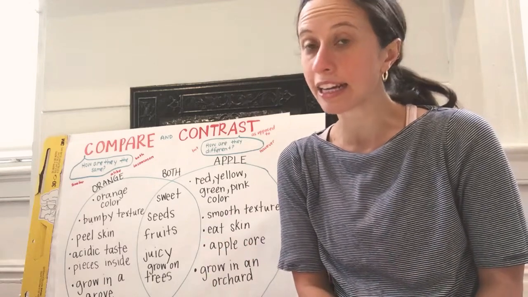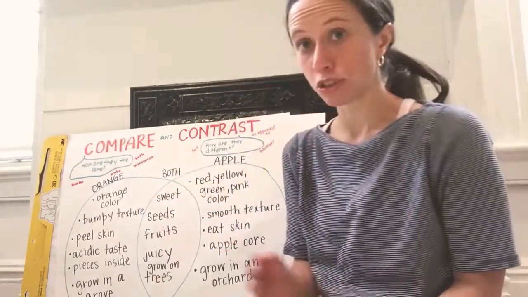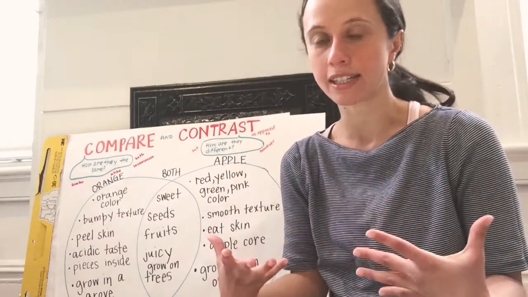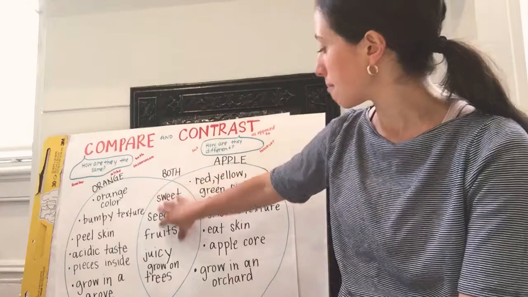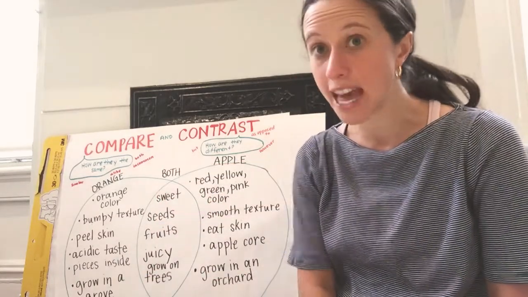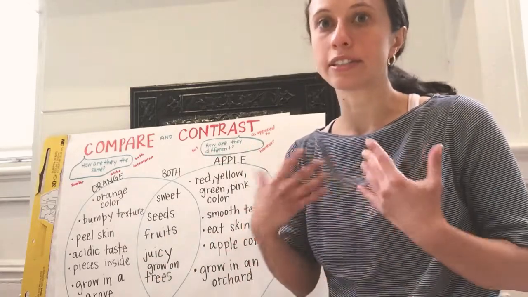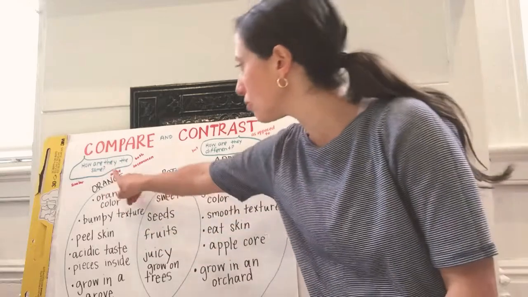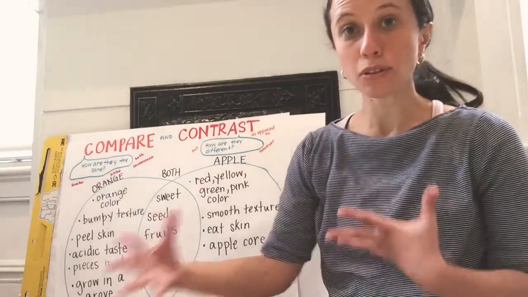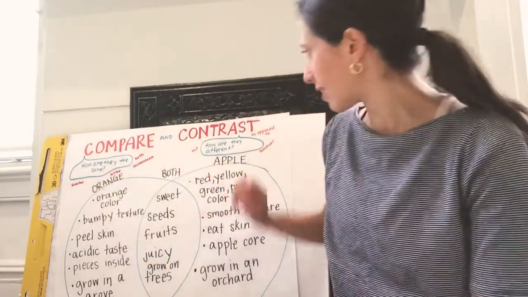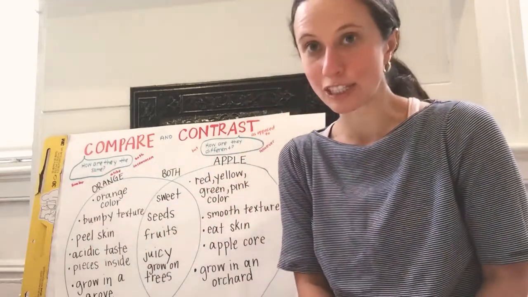Last time, I compared and contrasted an apple with an orange. When I compared the two fruits, I was trying to think of similarities, things that are the same about both apples and oranges. And I put the comparisons right in the middle of my Venn diagram. And when I contrast, I was trying to think of ways that they are different. What is true only about oranges and what is true only about apples? And I put those two things on the outsides. So I compare in the middle and I contrast on the outsides of my circles.